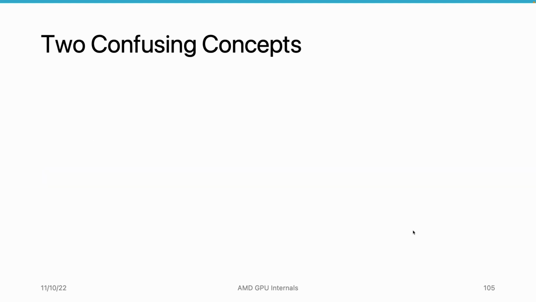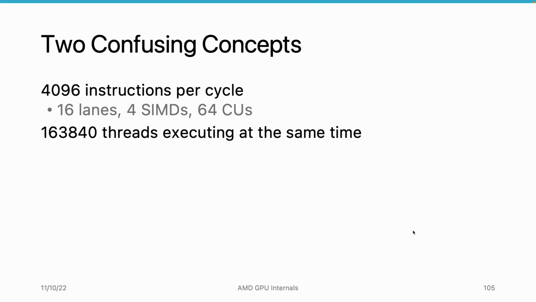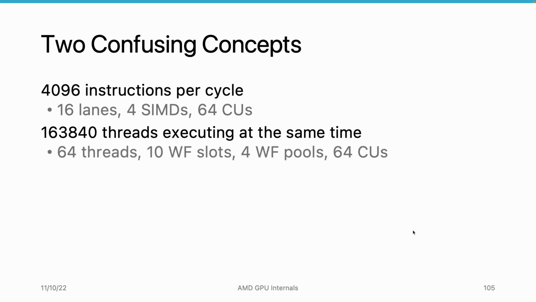There are two confusing concepts that you may raise at this moment. We talked about 4096 instructions per cycle in the previous slides. That comes from 16 lanes for SIMD unit and 64 compute units. We have also talked about this number, 163,840 threads executing at the same time. That comes from 64 threads per wavefront, 10 wavefront slots, 4 wavefront pools, and 64 compute units.